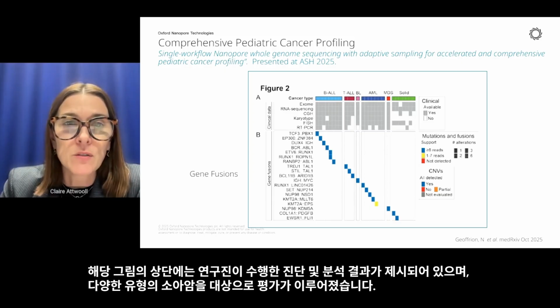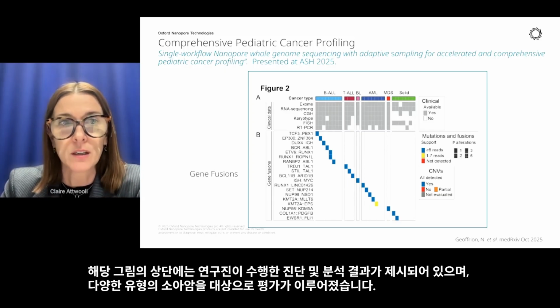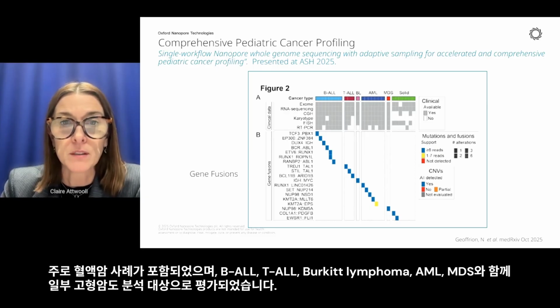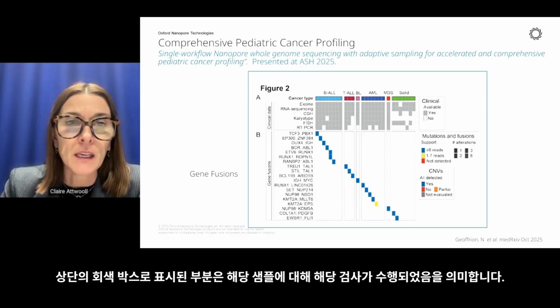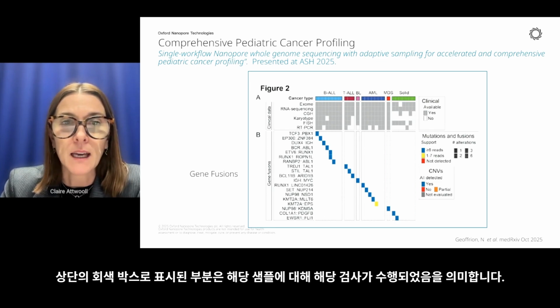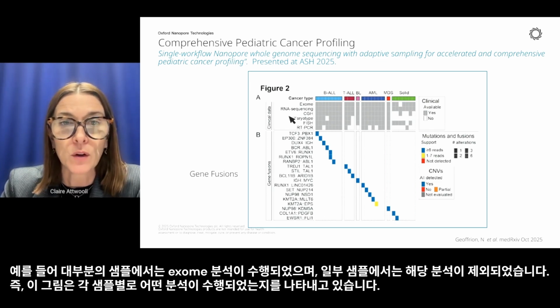So at the top, this shows the testing that they've done. So they had various different pediatric cancers, mostly heme, but a couple of solid tumors as well. So they had B-ALL, T-ALL, Burkitt's lymphoma, AML, MDS, and then some solid tumors. The gray boxes in this top section here mean that this testing was done on those samples. So most of these got exomes, except for this one here, for example. So just to orient you, that's what you're looking at.